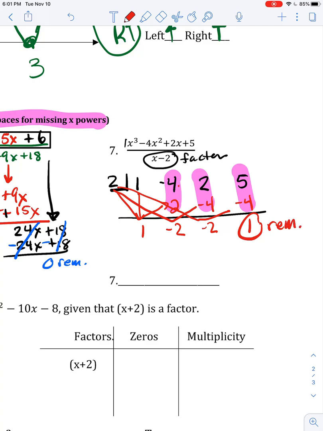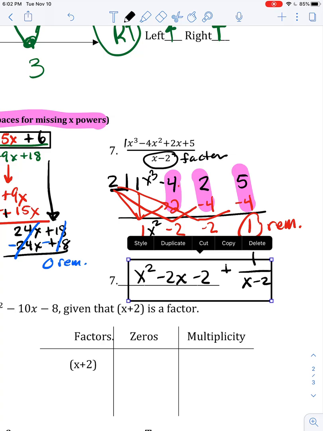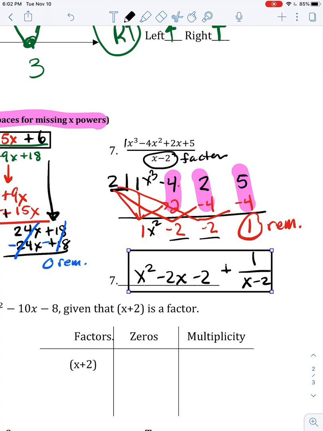Sorry, I'm just checking my work. Okay, so this is going to be my remainder. And when you perform synthetic division, you're going from whatever power you had to 1 power less. So I end up with 1x squared, and then from here, minus 2x, and then from here, minus 2, and then I add any remainder I got over what I divided by. So my answer looks like this whole thing, where this was the answer over here.